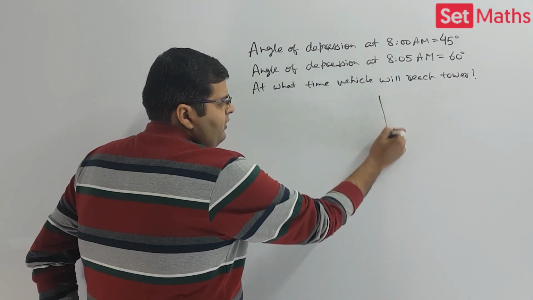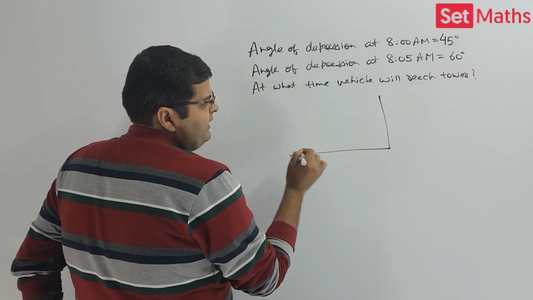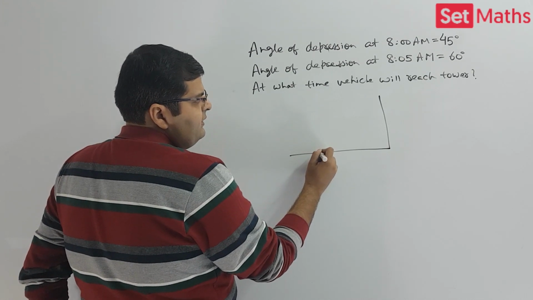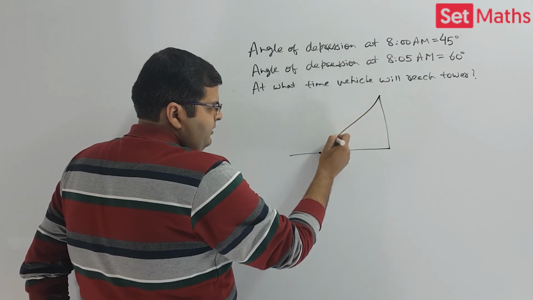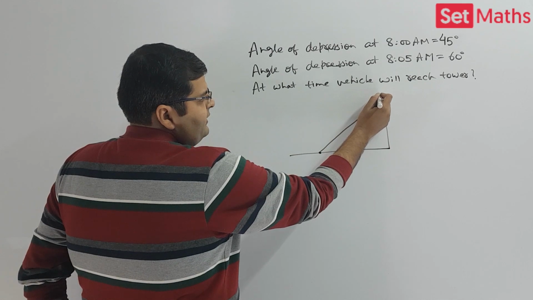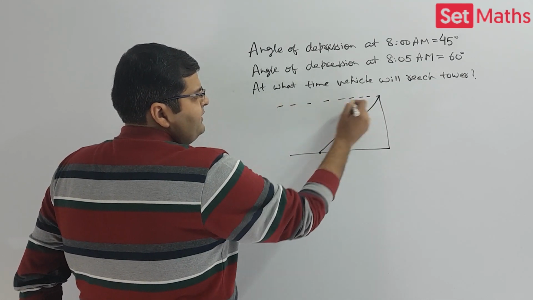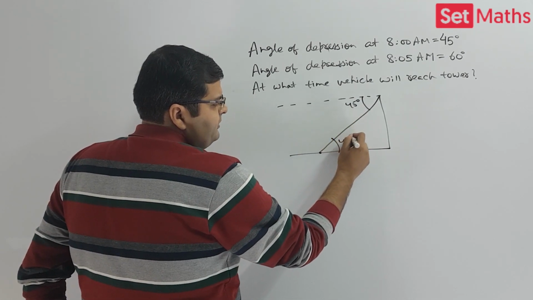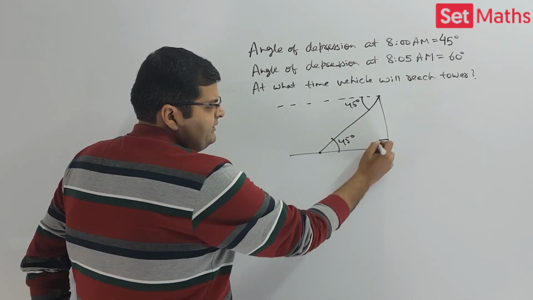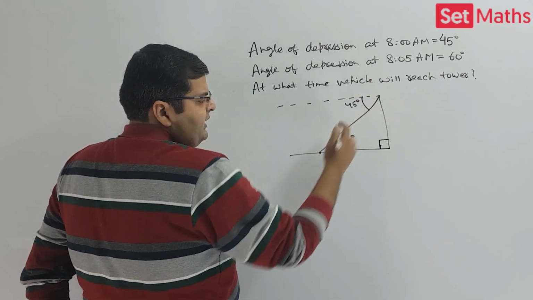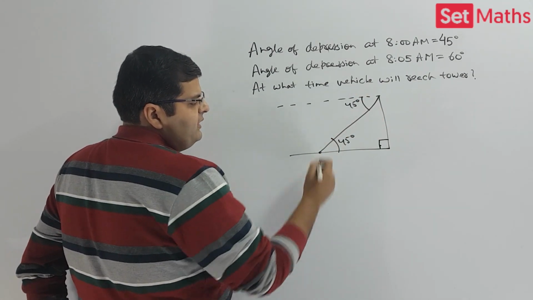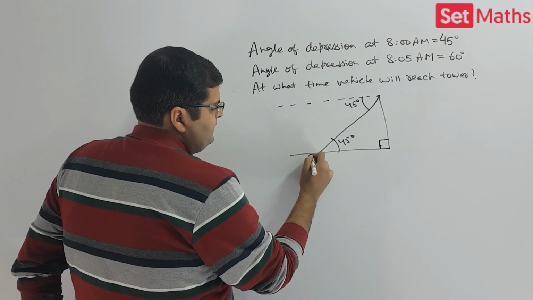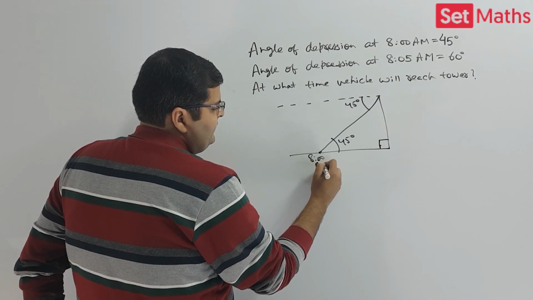Now over here, let this be the tower and this is the ground. Let's say the vehicle is here at 8 a.m. So the man will observe the vehicle like this. If the angle of depression is 45 degrees, that means this much part is 45 degrees. If this is 45 degrees, this also has to be 45 degrees. Now this is 90 degrees. So this is the tower, this is where the vehicle is at 8 a.m. I'm going to write the time here, 8 a.m.